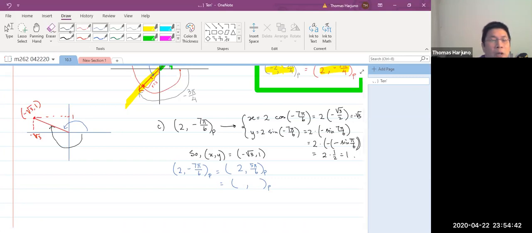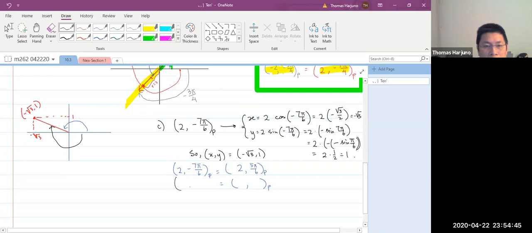Okay, now another one: if I add pi, I get negative pi over 6, but then I need to change the radius so this becomes negative 2. If I add 2 pi, or I add pi here, I get 11 pi over 6. Okay, now those are 3 other representations of the polar coordinate.